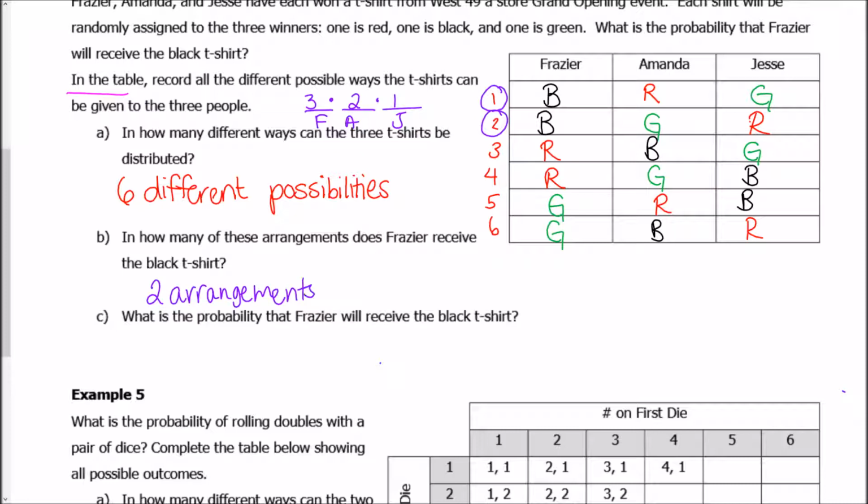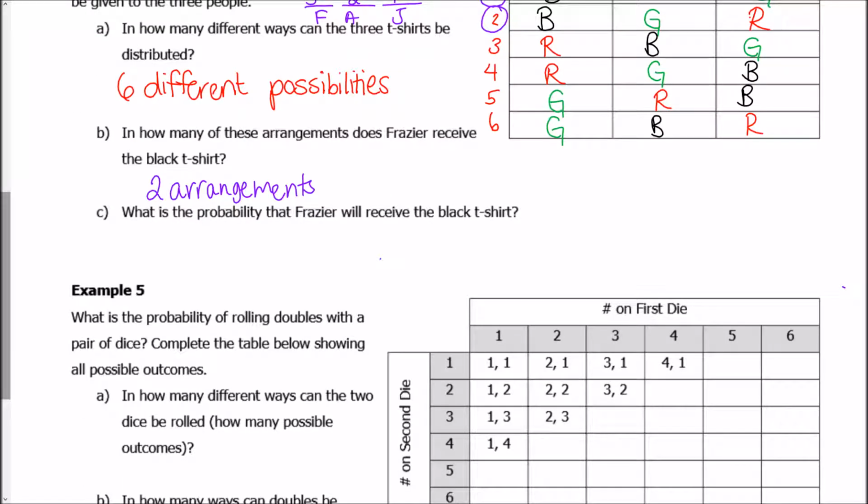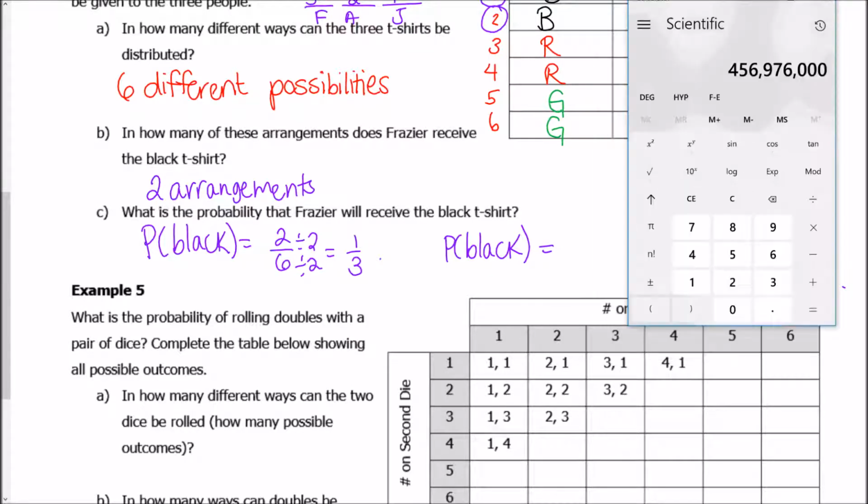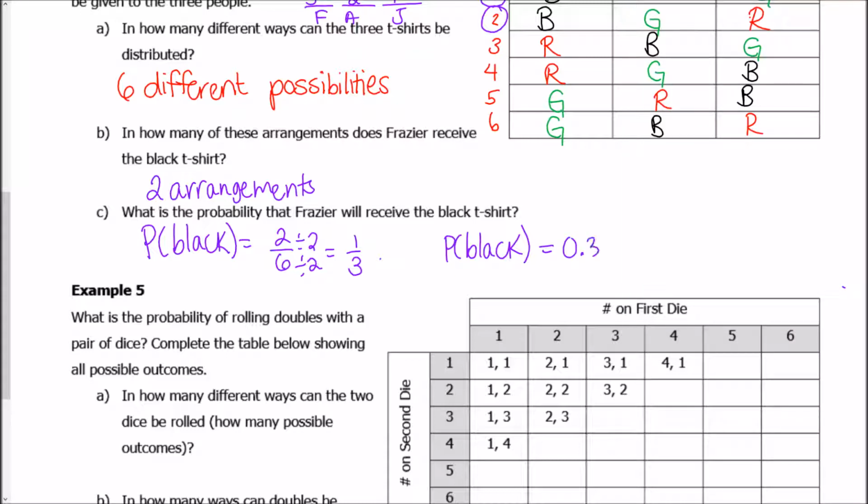Okay? So part C, what is the probability that Fraser will receive the black t-shirt? The probability is 2 out of 6. So we'll just say probability of black right here is 2 out of 6. Both of these numbers are divisible by 2, so that reduces to 1/3. We can also say the probability of black, if I were to divide 1 by 3, I will get 0.3 repeating right here. So we can say it's 0.33, or we can say that the probability of black is just 33%, and then we're good to go for this question.